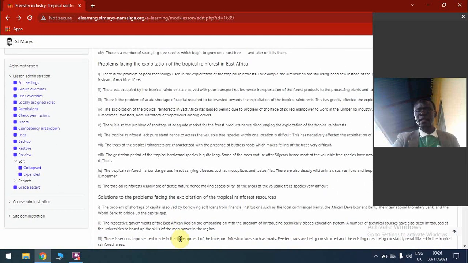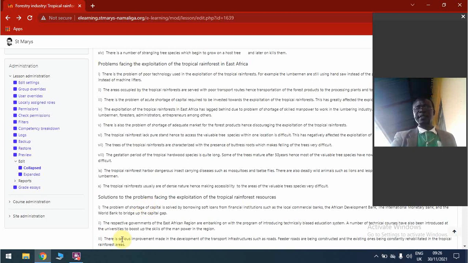Then lastly, we have the problem of accessibility within the tropical rainforests. It is very hard because of the dense nature of the tree species. The trees grow very close to each other. So it is very hard to access deep into the areas of the tropical rainforest to be able to look for and exploit the quality tree species.